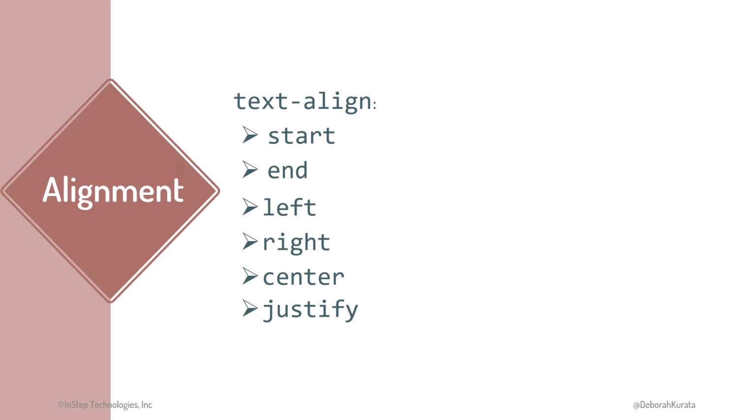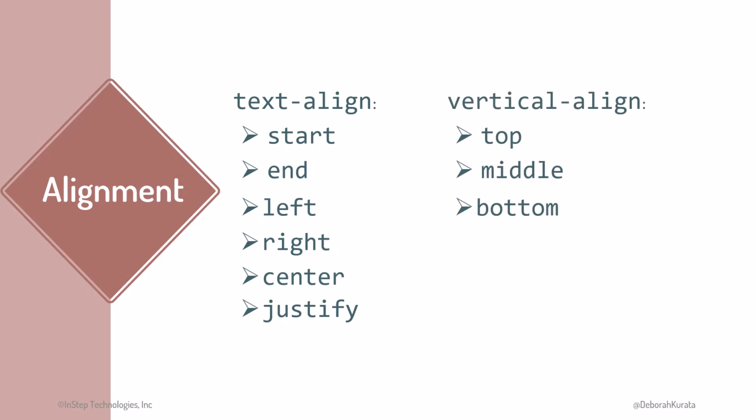It has values such as start to align left if the text direction is left to right, end to align right if the text direction is left to right, left, right, center, and justify. As its name suggests, we use vertical align to set the vertical alignment. Some of its valid values include top, middle, and bottom.